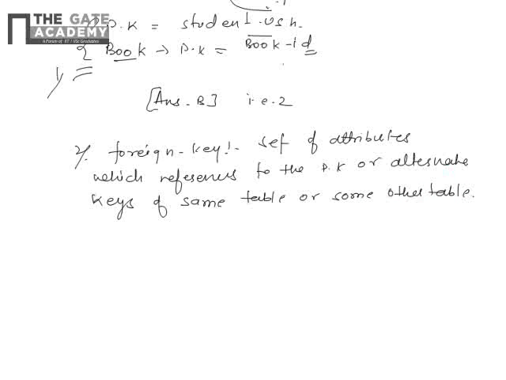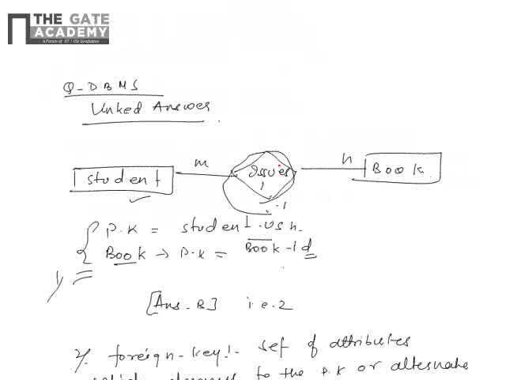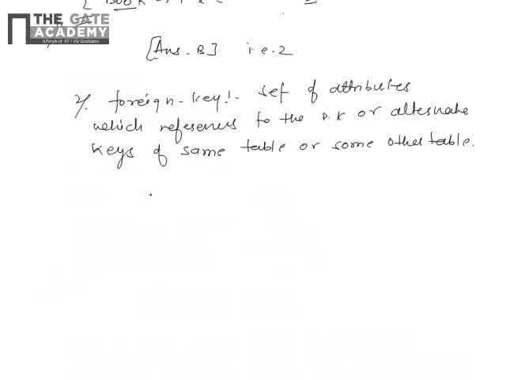So the issues table will refer to the student USN and the book ID. So it will require two foreign keys, okay? So this ERD will require two foreign keys. Again the option is, I guess, B itself. Answer is B.